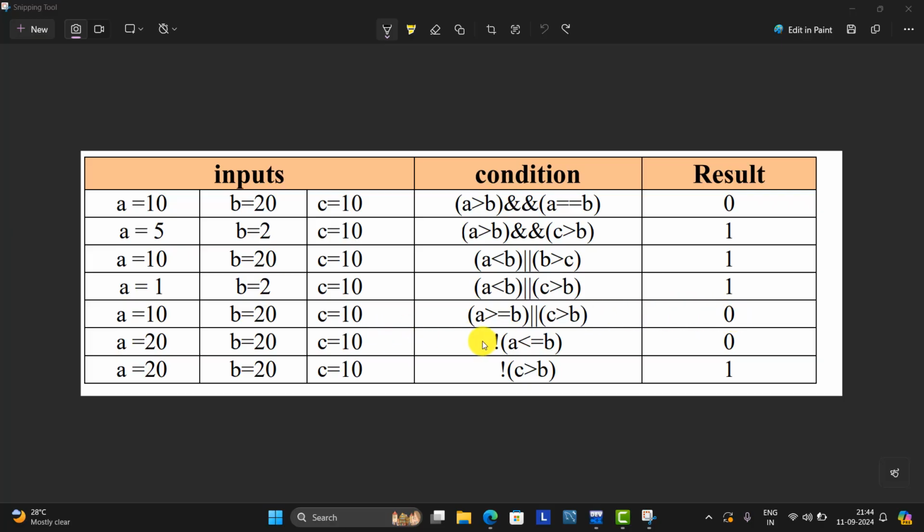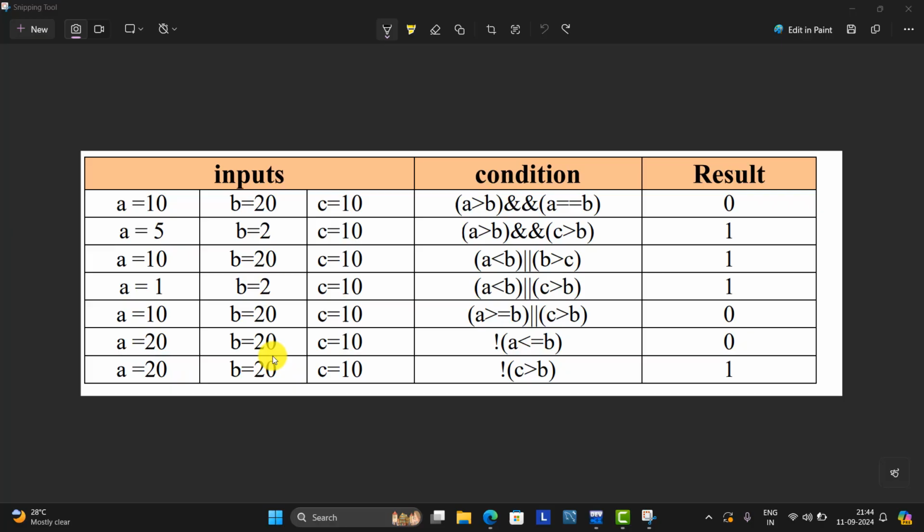Now let us go for the logical NOT, which is a unary operator. It operates on only one value, only one expression value. A is equal to 20, B is equal to 20, C is equal to 10. Now let's calculate this part: 20 less than or equal to 20.